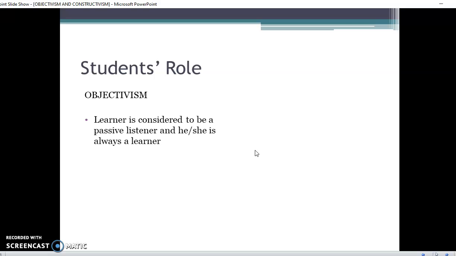So under objectivism, as you can read, the learner is considered to be a passive learner and he or she is always a learner. So passive learner or passive listener is a concept wherein a student is not allowed or sometimes doesn't feel encouraged or motivated to participate. When there is only one-way traffic coming from the teacher to the student, that's where the student's role turns out to be passive, because the student is not actively involved in the learning.